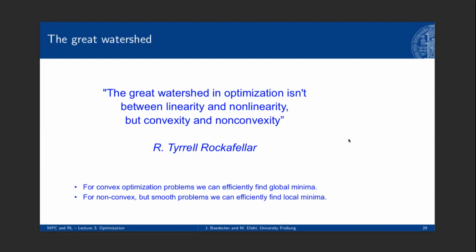A side notion is that for non-convex but smooth problems, like these nonlinear programs, we can efficiently find local minima. We can still find these at very fast rates, but we don't know if they are global or local, so we have to be satisfied with these local minima. I think the difference in practice isn't so big, because if you take a nonlinear program solver and apply it to a convex problem, you will find the global minimum. So that's beautiful.